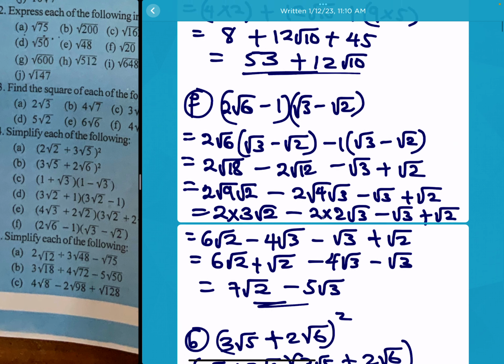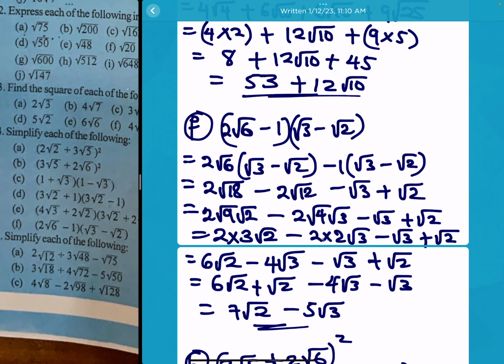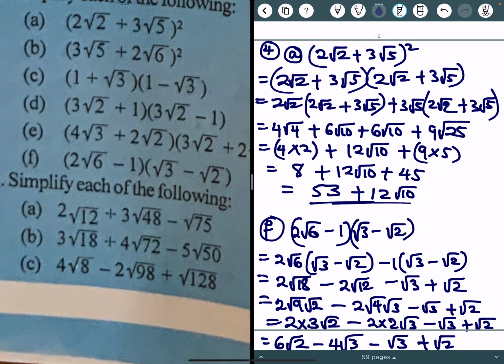2 root 18 will be 2 times root 9 times root 2. You know how we simplify surds. I needed to make that smaller so I can show this. Root 18 can be split into root 9 times root 2. Root 18 is split into root 9 times 2, then root 9 times 2 is split into root 9 times root 2. I'll go to the next one. Minus 2 root 12 is the same thing as minus 2 root 4 times root 3.